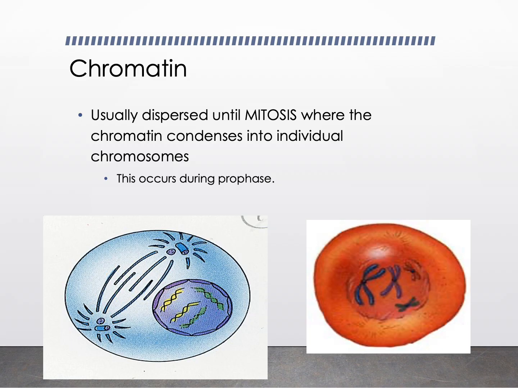The chromatin material is usually dispersed until mitosis. Now, mitosis is part of the cell division process, and our next unit will go through and talk about mitosis and the steps. But this is usually in the beginning of mitosis in prophase. This is usually when the chromatin is going to start to condense, coiling tighter and tighter so that we can see the chromosomes.